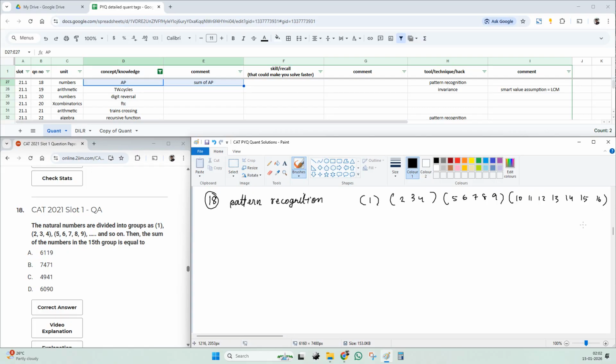So the fourth group ends at 4 square. The third group ends at 3 square. Where does it start? It starts after 2 square, right? So that's enough for us to get going with this question.